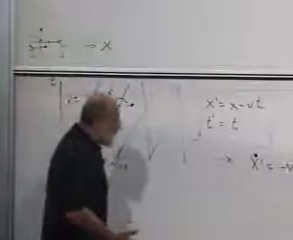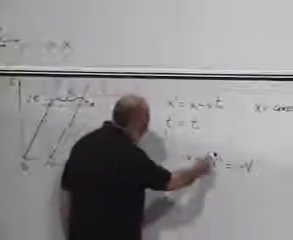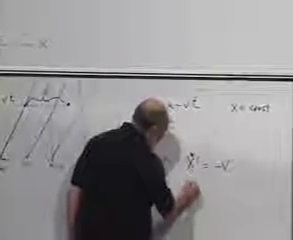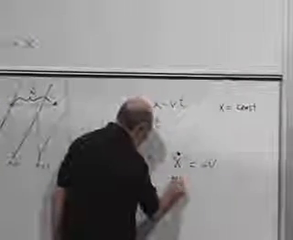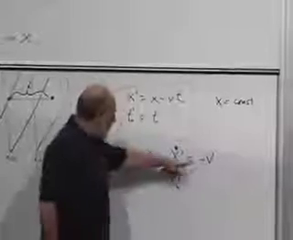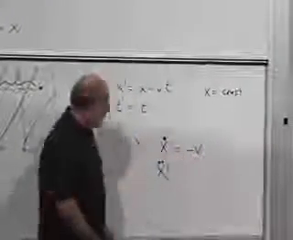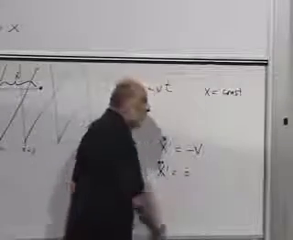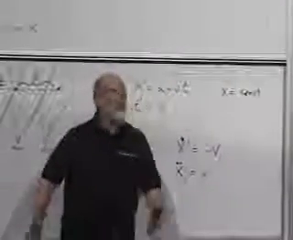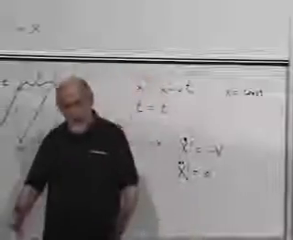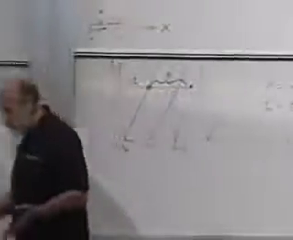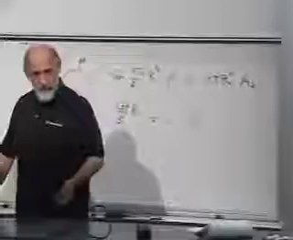Let's differentiate it one more time. Differentiating it one more time, that gives us the acceleration in the prime frame of reference. What's the derivative of v with respect to t? If v is constant? 0. So if it's not accelerating in my frame of reference, it's not accelerating in his frame of reference. It's very simple, okay? Trivial, in fact.